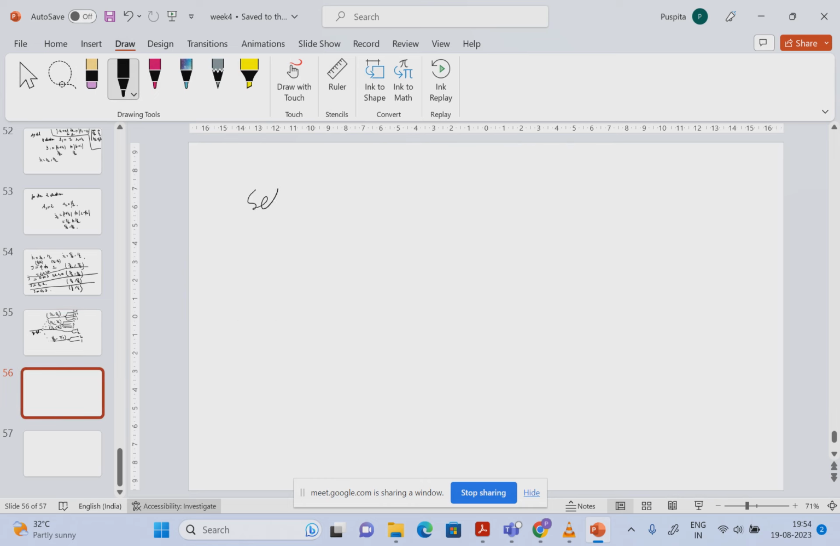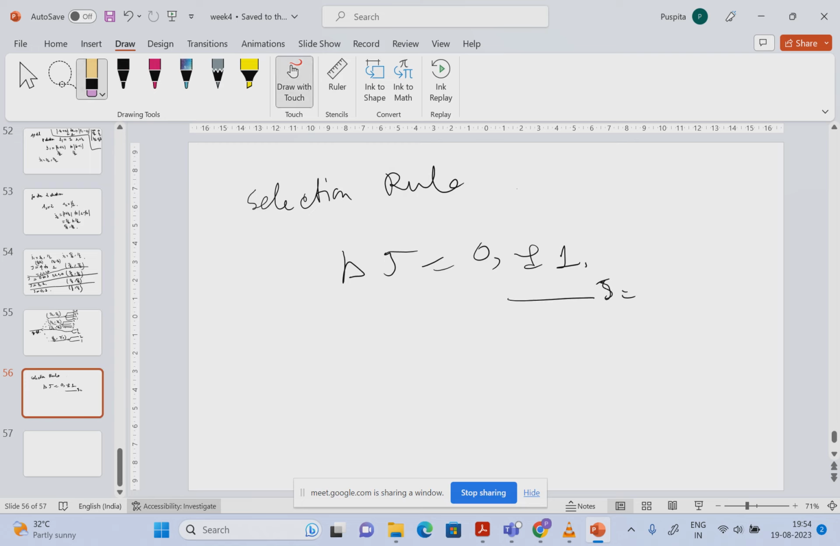The selection rule here is delta j equal to 0 and plus minus 1. But the transition from j equal to 0 to j equal to 0 is not allowed, same as in LS coupling.